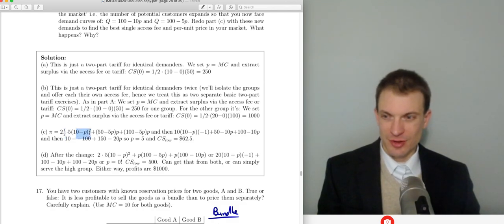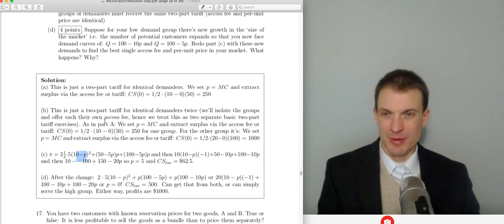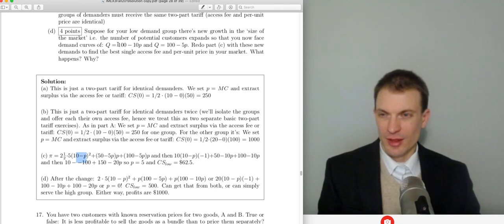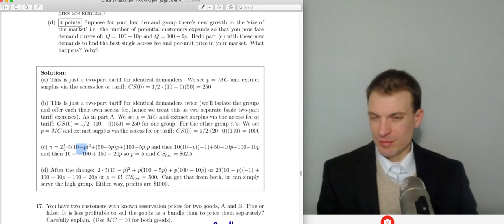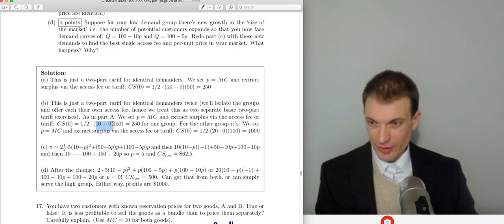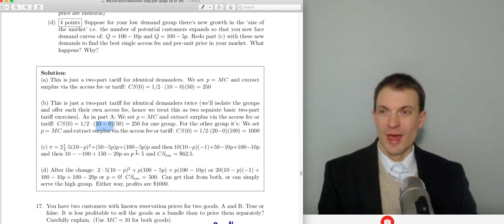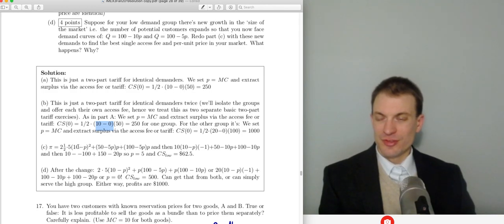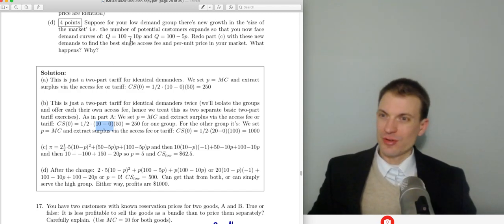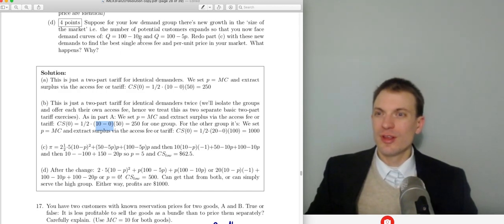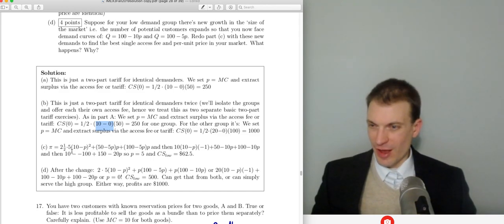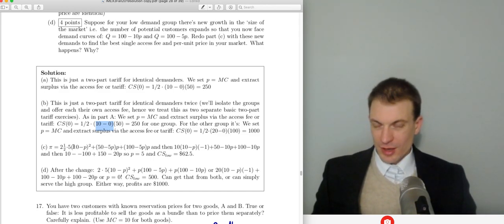This 10 minus p is happening because when I get my inverse demand, it's going to be 10 minus p. And then my demand itself, I think I ended up factoring out. Oh, this is my low group of demand. Yeah, I ended up factoring out a 5.